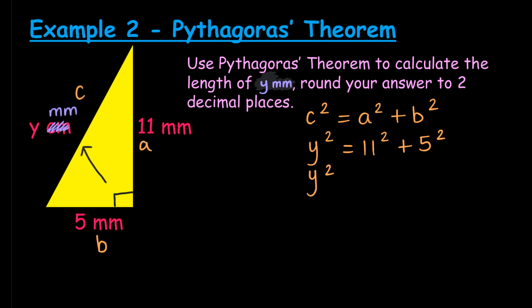Your next line of working is just that answer. You don't have to put in a line of working where you say y squared equals 121 plus 25. That would be 11 squared and 5 squared worked out. You can just go straight from this line here to this line. But again, this gives us y squared. We're not really interested in y squared, we're just interested in y. So to find what that is, we have to take the square root of 146.